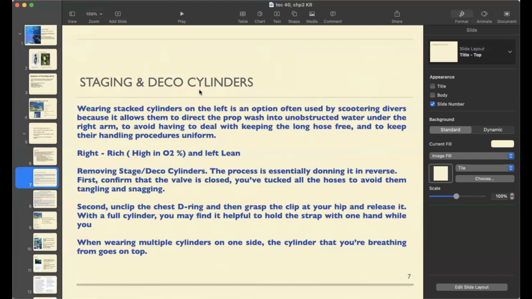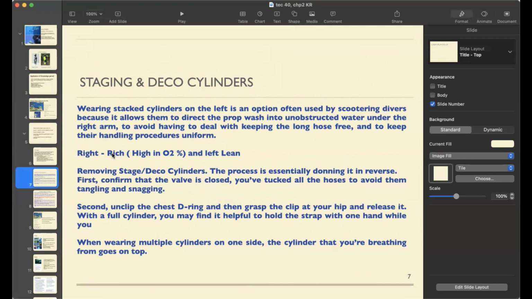Staging and deco cylinders: wearing stacked cylinders on the left side is an option, often used by scootering divers, who are using the DPV. They can use all on the left side and keep the right side empty. Whenever you're using the scooter, the propeller wash goes under the right arm unobstructed, to avoid having to deal with it, keep the long hose free, and keep their handling procedures uniform on the right side. So that's why most of the time we prefer to put them on the left side.